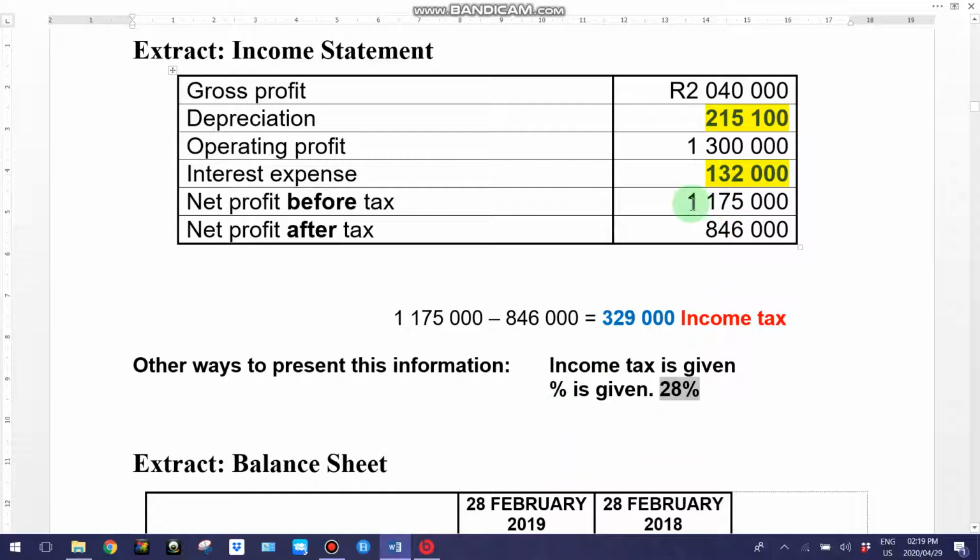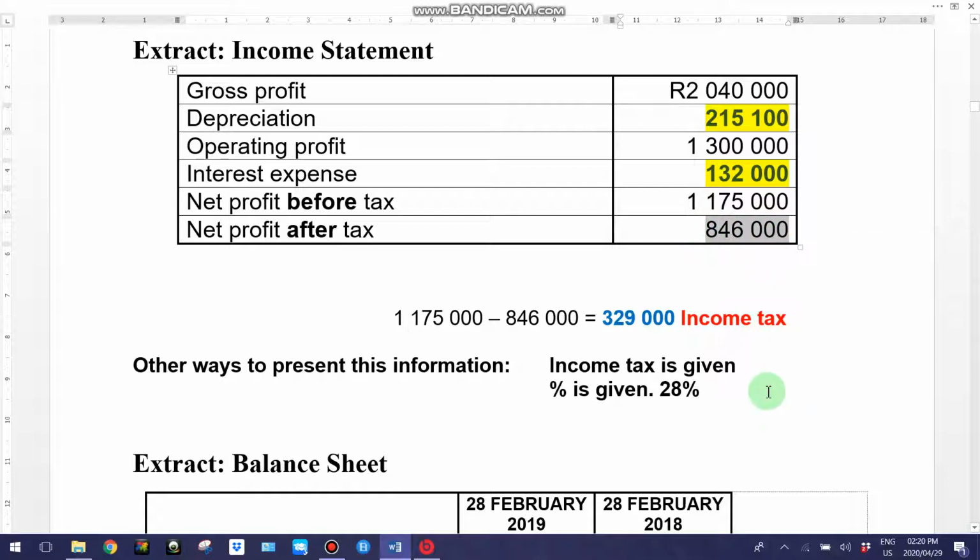Remember, if they gave you the net profit before tax, then you simply find 28% of this amount, and that would be your tax amount. But if they gave you the net profit after tax, then it's a little more tricky, because what they have done there is they've already deducted the tax, and then they told you that the tax rate is 28%. So what you need to do now is say that this amount here is equal to 72%. This was equal to 100%. The tax is 28%, so this must be equal to 72%.